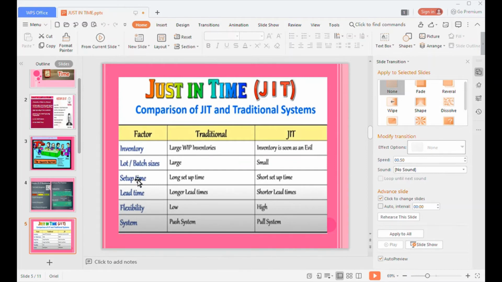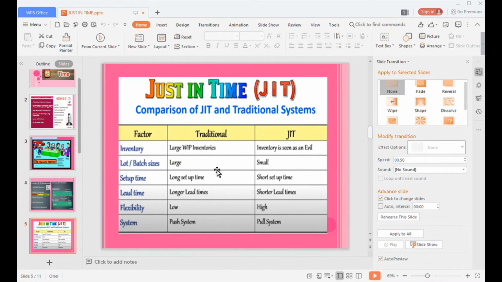Lot batch sizes are large in traditional and small in JIT. Setup time is long in traditional and short in JIT. For lead time, in traditional that is longer, and in JIT that is shorter. Mas mabilis matapos. Alright, so flexibility is low in the traditional, and in JIT it has to be high. Okay, you have to meet the sudden change of demand by your customer.